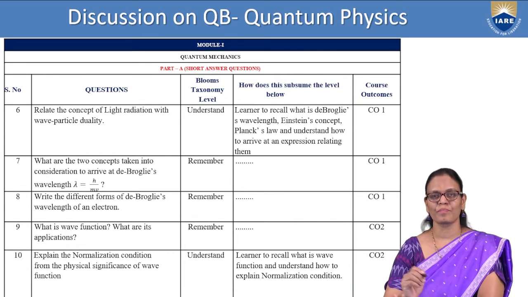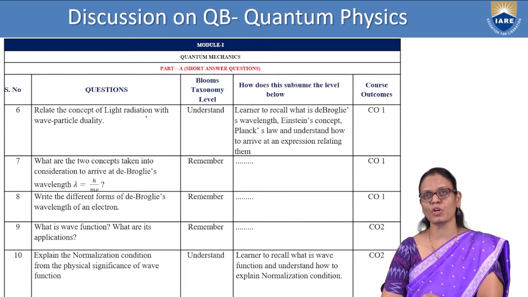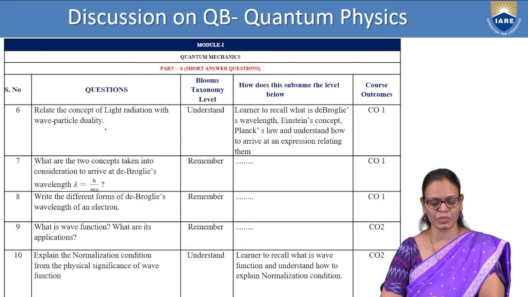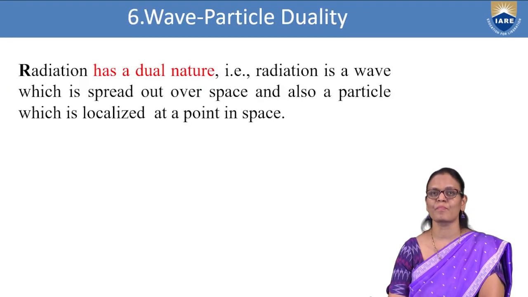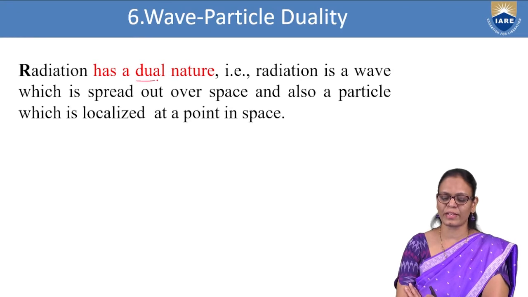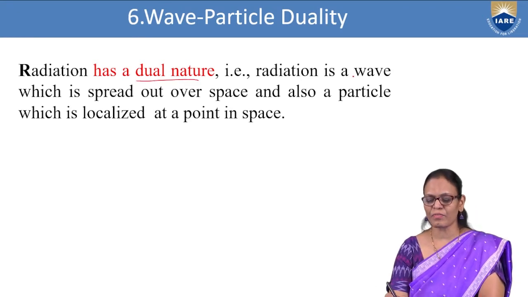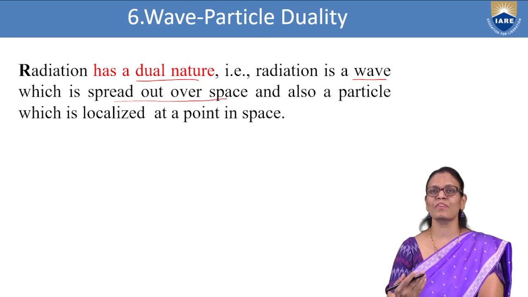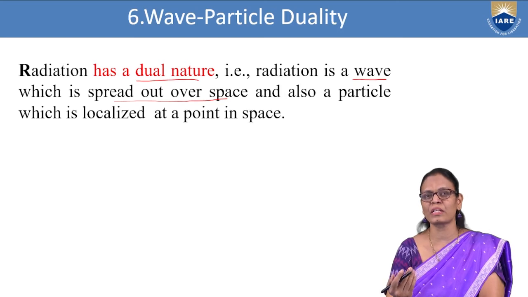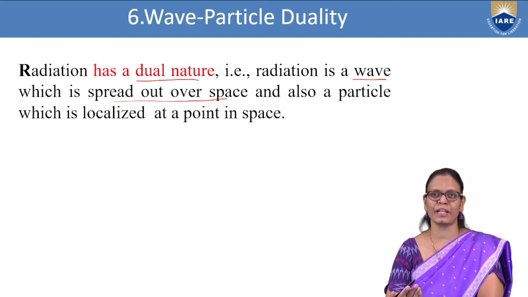Now the next one. Relate the concept of light radiation with wave particle duality. Means we are talking about light radiation and how it has wave particle duality. So radiation has dual nature. It is a wave and spread out over space. Whenever we are talking about propagation, or the phenomena of interference and diffraction, we talk about the wave nature of radiation.